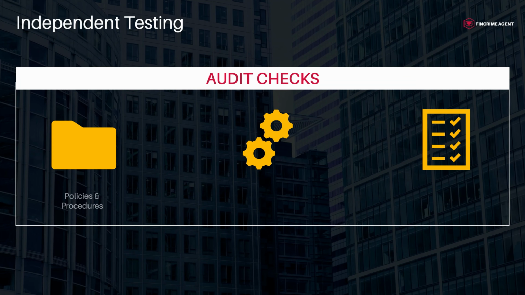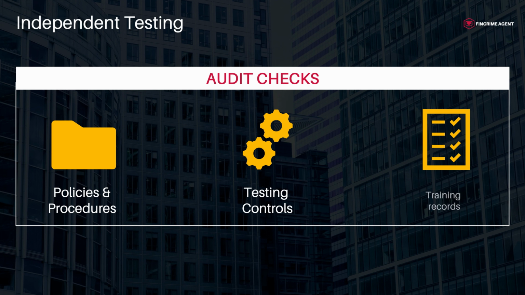This involves checking policies and procedures for conformity with the current requirements, for example, putting internal controls to the test, and going through training program components and records. It is normally expected that an independent audit is mandated annually, with higher frequency for high-risk institutions.